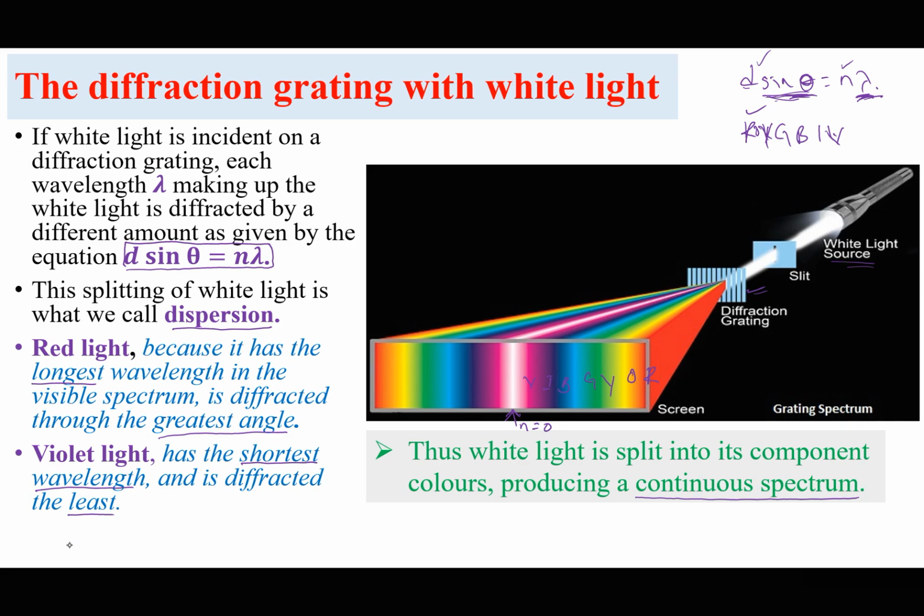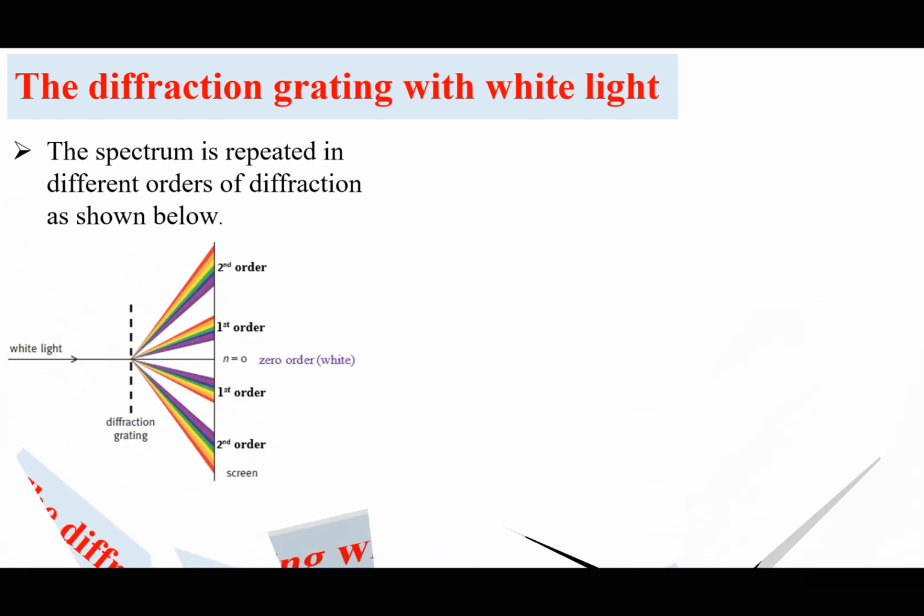Okay, so when clearly viewed on a screen, this is exactly what we would observe. The spectrum is repeated in different orders of diffraction as shown. So on the previous slide, I just showed one order above and below. So we have a white spot. Here we have the zero order white spot, which is now surrounded by the first order of the 7 colors, with red always being farthest. Then followed by the second order of the 7 colors, with red always being farthest.